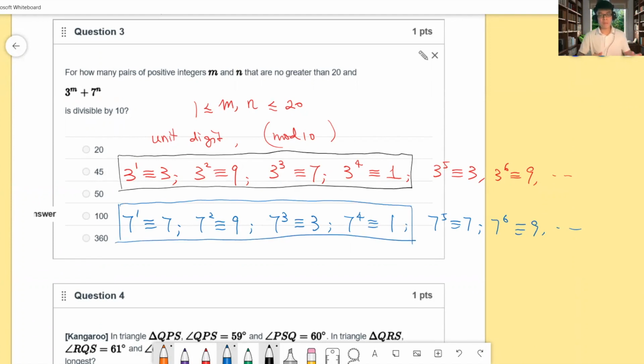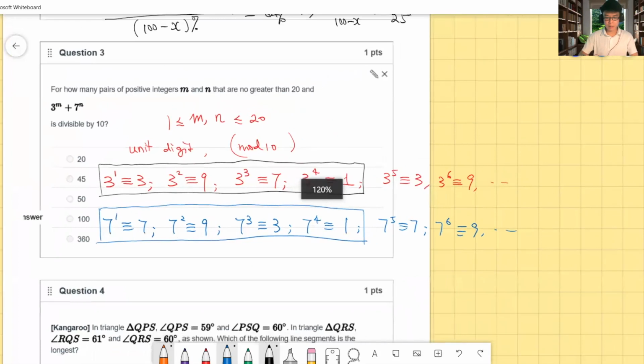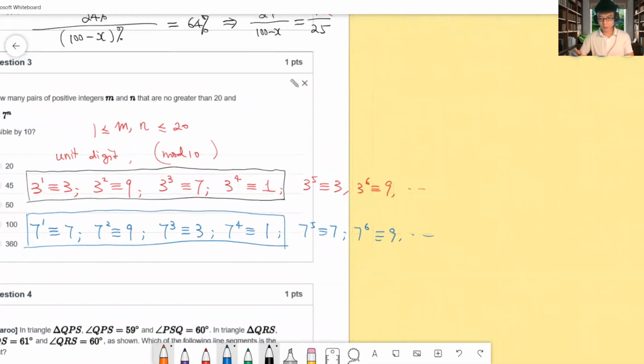Right, in order to have the sum be divisible by 10, the sum of unit digits must also be divisible by 10. So there are the following combinations. So we have 3. 3 could be added to 7. 3 add 7 corresponds to 10, which is divisible by 10. And then 9 can be added to 1 to get 10. And 7 can add 3 to get 10. And 1 can add 9 to get 10. Right? There are 4 cases, 4 combinations to get a multiple of 10.